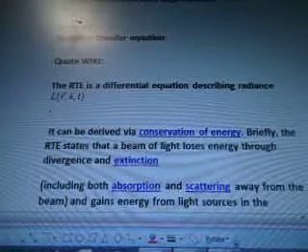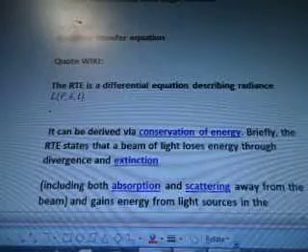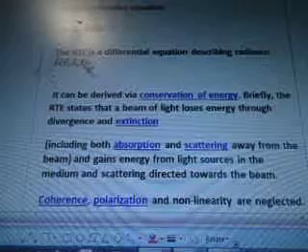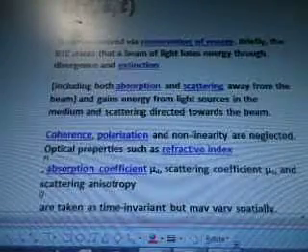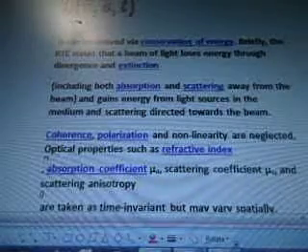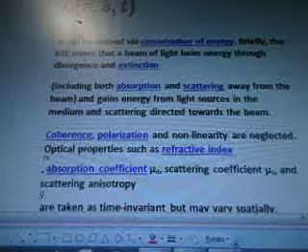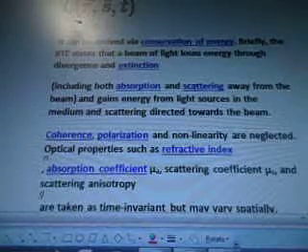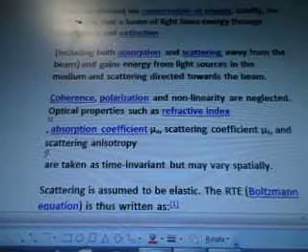The RTE is a differential equation describing radiance, L and then RST, but there's these little symbols there. It can be derived, here, we'll make that a little bit bigger so you can see it better. There you go. It can be derived via conservation of energy. Briefly, the RTE states that a beam of light loses energy through divergence and extinction, including both absorption and scattering away from the beam. It gains energy from light sources in the medium and scattering directed toward the beam.